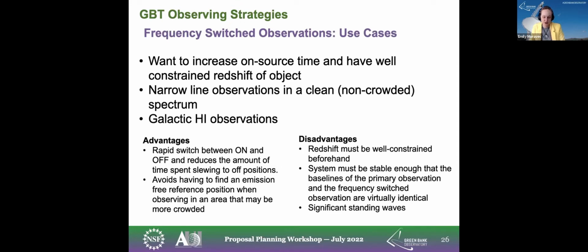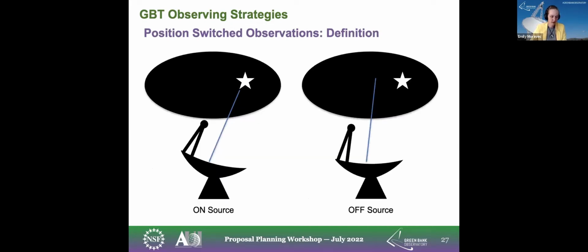The disadvantage is you have to have a good constraint on the redshift, and the system must be stable, and it can produce significant standing waves in your data. So this is frequency switching. And then we have the more intuitive, I think, position switched observations.